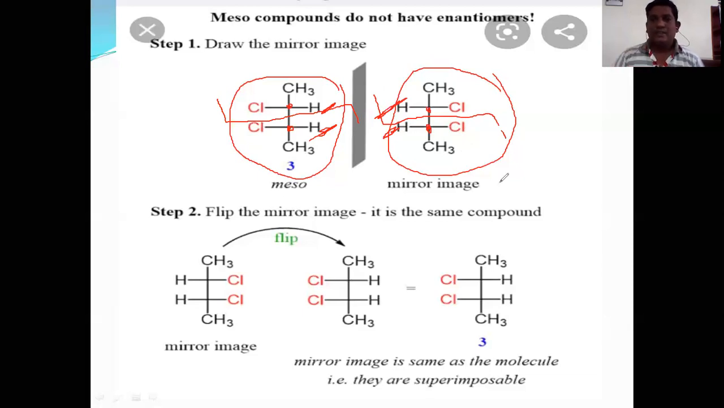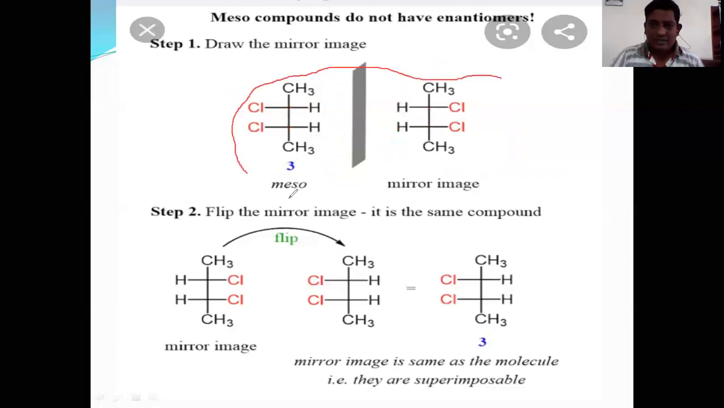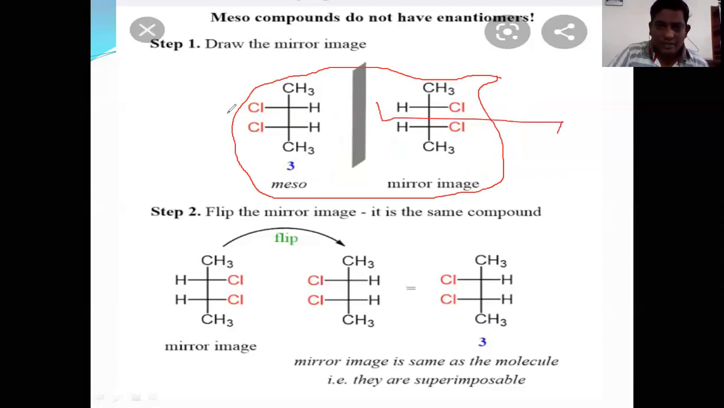Any stereoisomer that contains an internal plane of symmetry, when we cut the molecule into two equal halves, if it contains a symmetric center, it is optically inactive. So I am saying these two isomers are optically inactive. Why? Because they contain an internal plane of symmetry.